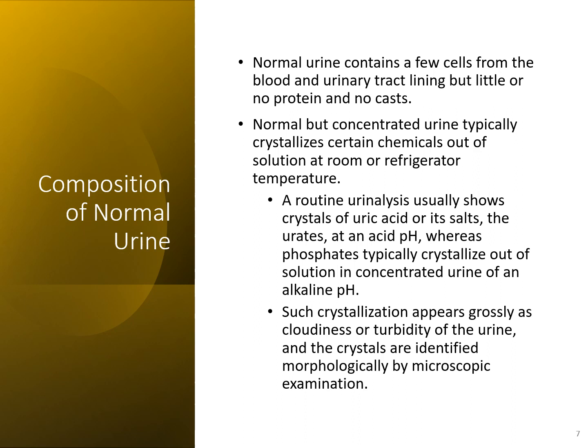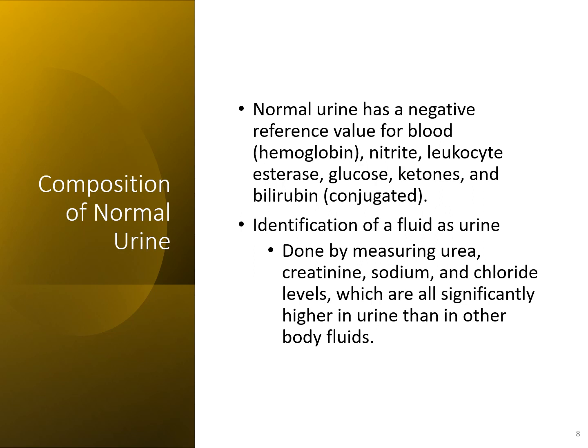If there are a lot of crystals that form, it can present with a cloudy, turbid looking urine. Being able to correlate the clarity of the urine with what you actually see on the microscope will be something you'll learn once you get into your actual urinalysis class. Normal urine is negative for blood, nitrites, leukocyte esterase, which is produced by the white blood cells, glucose, ketones, and bilirubin.